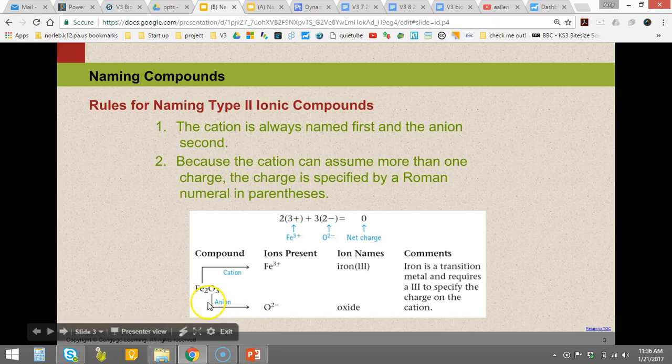For example, Fe2O3, we have 3 oxygens. Each oxygen is a -2 charge, so that gives us a total of -6. We have 2 irons. Each iron, in this case, to balance out the -6, has to be +3. Since there are 2 of them, 3 plus 3 gives us 6 plus, which balances out with a 6 minus. So the name for this compound is iron(III) oxide.